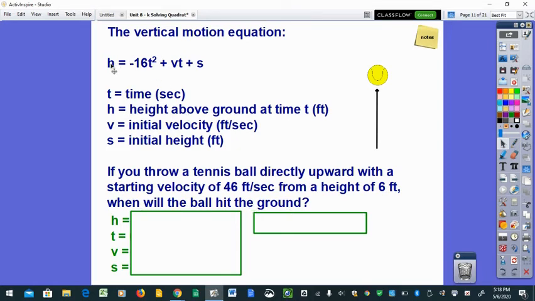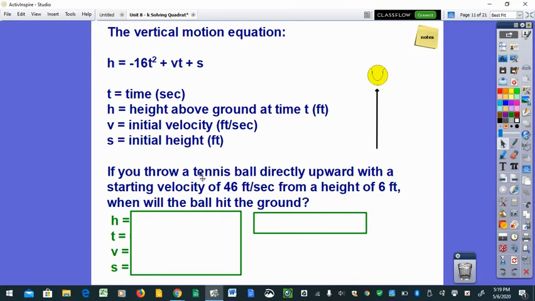So I just want you to see that this is your general form for vertical motion. The T represents the time, and in this case in seconds. The V is going to represent the initial velocity in feet per second. The S out here, which is our C, when we do our standard form of a quadratic, that is your initial height. Where does the ball start? And the H is the height above the ground at that given time.